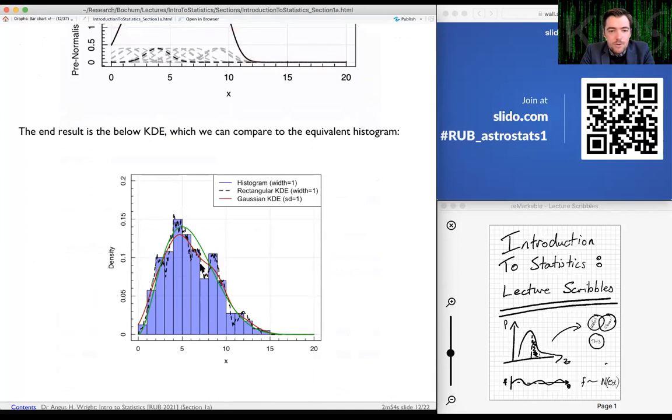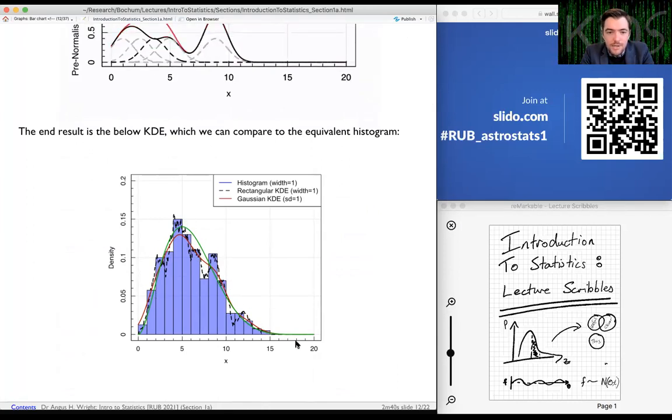This is my final kernel density estimate of my distribution of data, 400 data points, which I just constructed, the true distribution of which is shown as this green line. You can see the equivalent as a histogram as well, which is shown in blue. This is the artificial histogram binning.